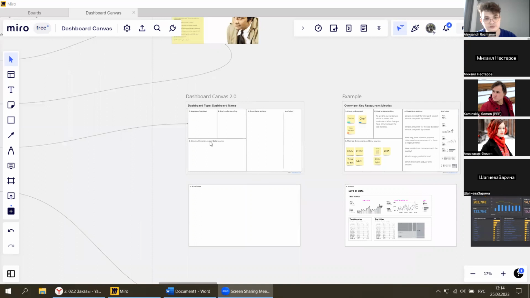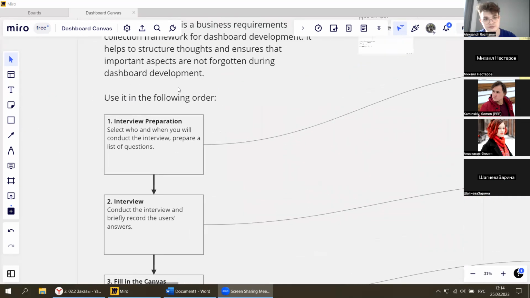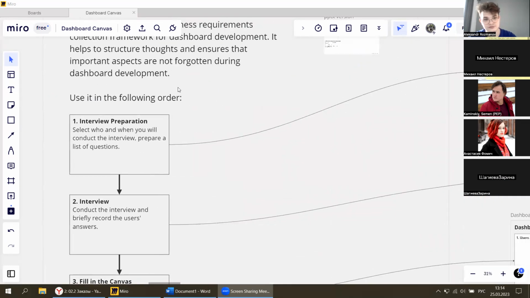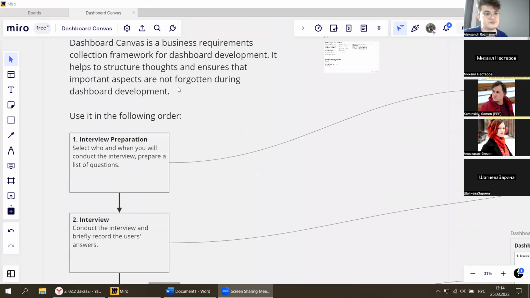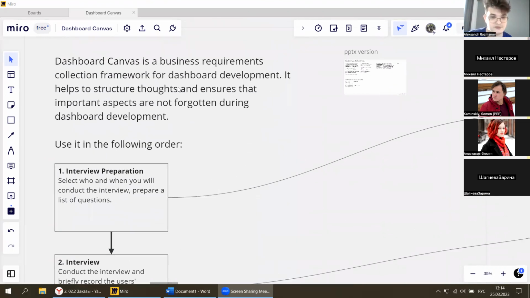But let's start not with the canvas itself, but with the algorithm that is used alongside this canvas. And it consists of maybe 8 steps. Yeah, that's right, 8 steps. And let's just go through it.